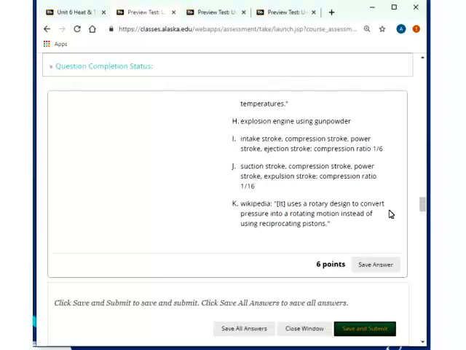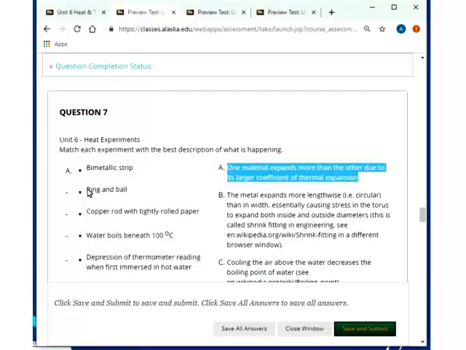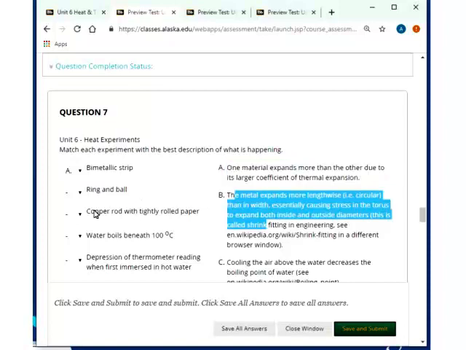All right, next one here, heat experiments. These are also most likely in the correct order. Look at the videos that I posted here. In the meantime, if you look back into your own homework quiz, you will find I actually put in there that it says watch this video, which is posted here in Unit 6 folder. So bimetallic strip, you will find that one material expands more than the other due to its larger coefficient of thermal expansion. You will see the ring and ball experiment, and you will see that this is the explanation to it. You will see the copper rod with tightly rolled paper.